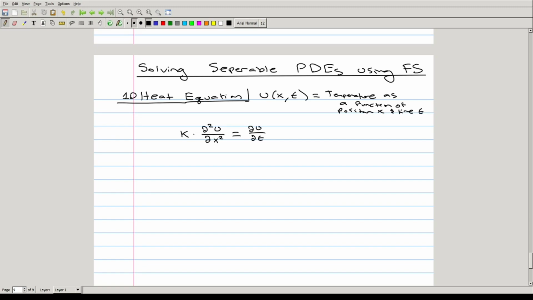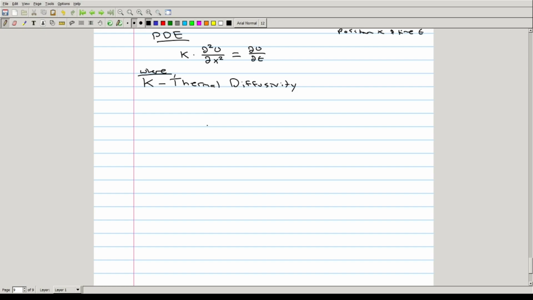Where k could in general be a function of either temperature or position or time, but we're going to assume that k is constant. This is called the thermal diffusivity of the medium. So the partial differential equation here is this heat equation, and we actually have to always specify certain boundary conditions.